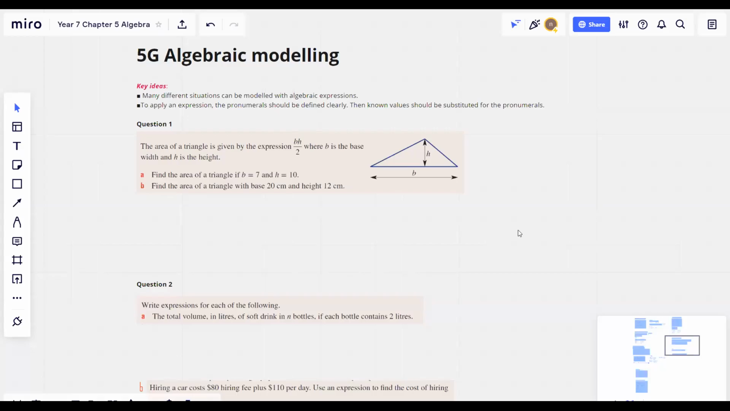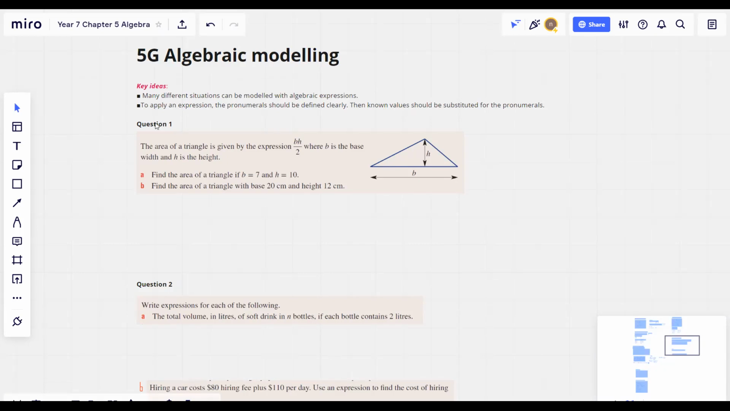Hello, everyone. Today we are going to learn algebraic modeling. So many different situations can be modeled with algebraic expressions. To apply an expression, we need to explain the polynomials clearly, then known values should be substituted for the polynomials. So what does it mean? Let's use one example.